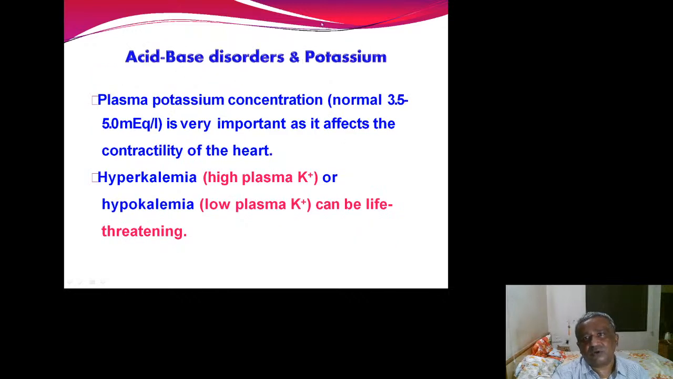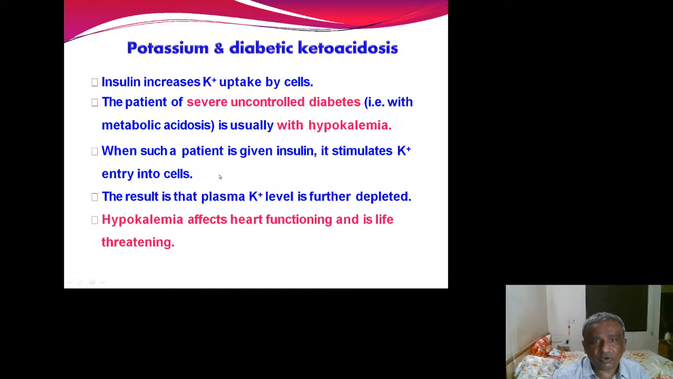The acid-base disorders and potassium, there is a relation. Plasma potassium concentration normally is 3.5 to 5, is very important, and it affects the contractility of the heart. Hyperkalemia and hypokalemia, both are life-threatening.